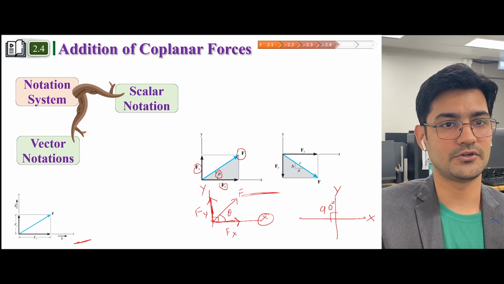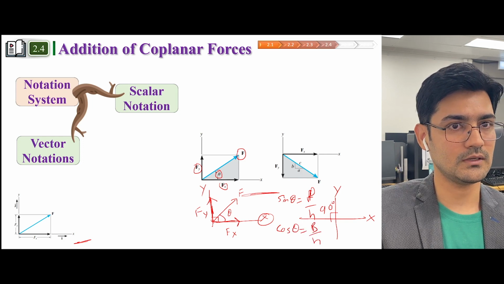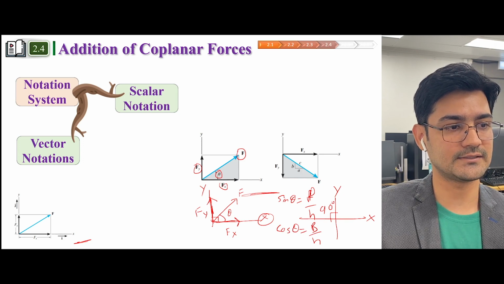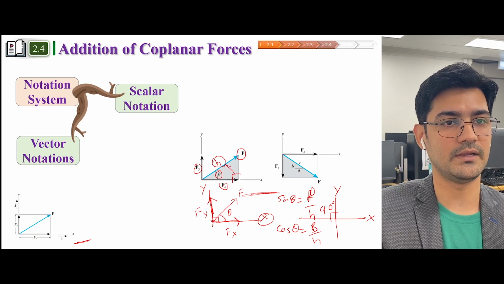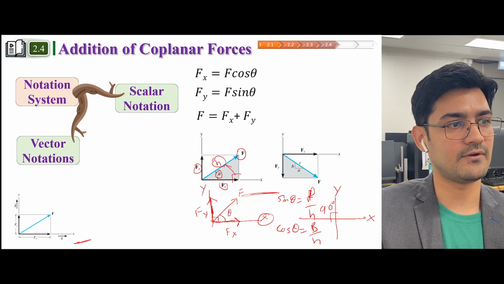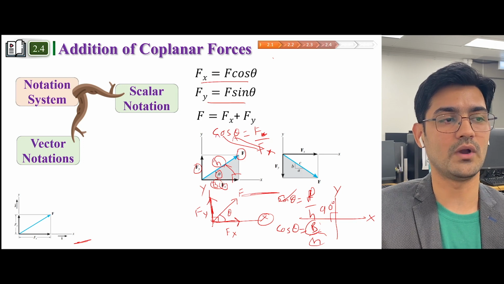We know from trigonometry that sine theta is equal to perpendicular over hypotenuse. Cos theta is base over hypotenuse. So if we want to figure out F of x, we know theta, we know the base, and we know the hypotenuse. This is the hypotenuse. The side opposite to the 90 degrees would be the hypotenuse. So if we use this, we can find F of x is equal to F cos theta. Similarly, if we use the sine formula, we'll get the y component.